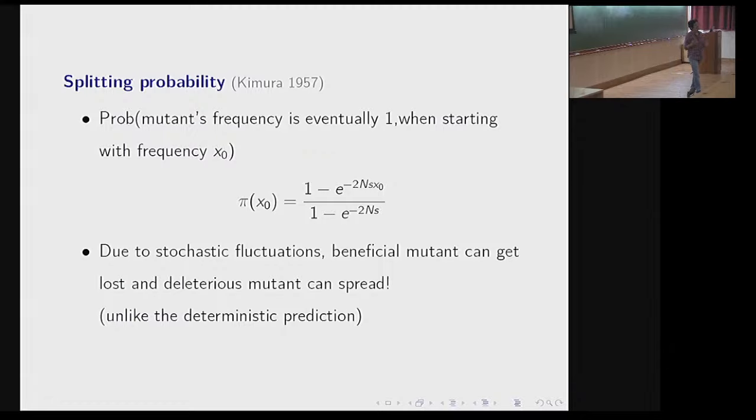If I have a beneficial mutant, yeah, it will spread, it's a good guy. No, if you take the stochasticity into account, what this says is the chance that the beneficial mutation can get lost is also non-zero.